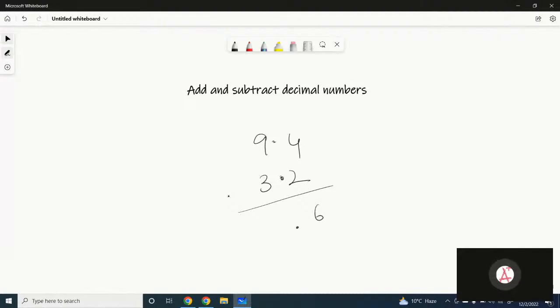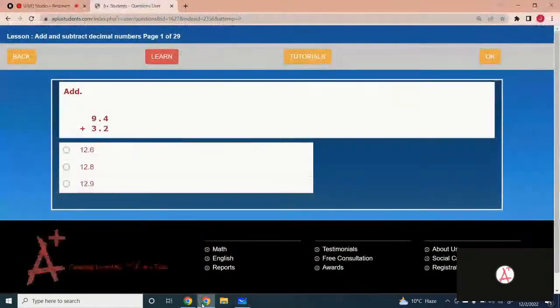4 plus 2 is 6. Then you have a decimal point, and 9 plus 3 is 12. It would be 12.6. 4 plus 2 is 6, not 5. Yes, 9.4 plus 3.2. So 4 plus 2 is 6 and 9 and 3 is 12, isn't it? It would be 12.6. Got it?